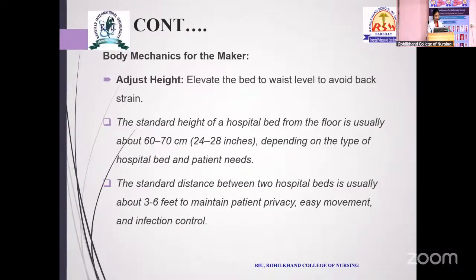Body mechanics. Adjust the height of the bed. Elevate the bed to waist level to avoid back strain. The standard height of the hospital bed from the floor is usually about 60 to 70 centimeters, in inches 20 to 28, depending on the type of hospital bed and patient needs.